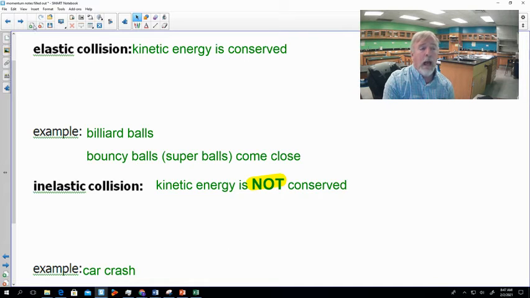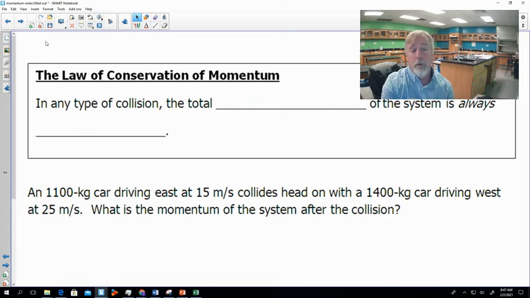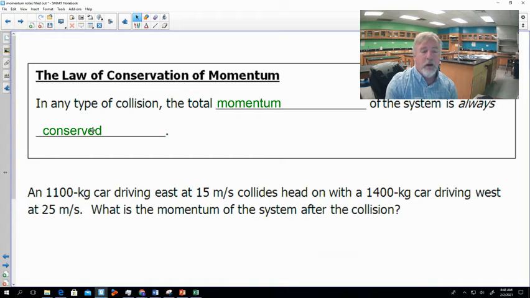We're going to combine that with something you've heard before, I hope: the law of conservation of momentum. In any type of collision, whether it's inelastic or elastic, doesn't matter, the total momentum of the system is always conserved. Always conserved. Always stays the same. Quick example of this in our problem below.